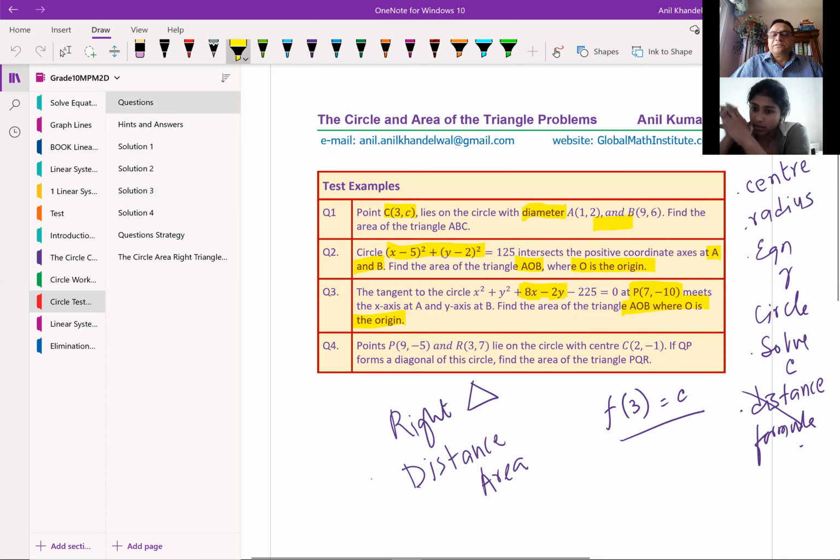The last question for you. Question number 4. Can you please read this? Yes. Question 4. Points P (9, -5) and R (3, 7) lie on the circle with the center C (2, -1). If QP forms a diagonal of this circle, find the area of the triangle PQR. How will you do this?